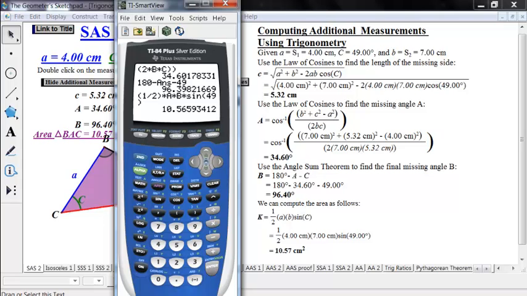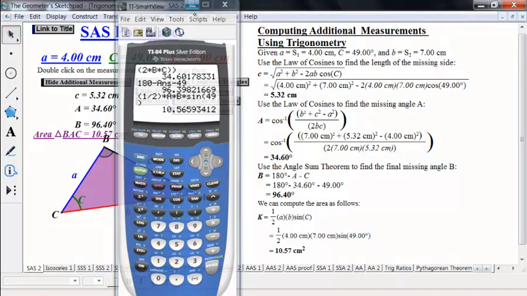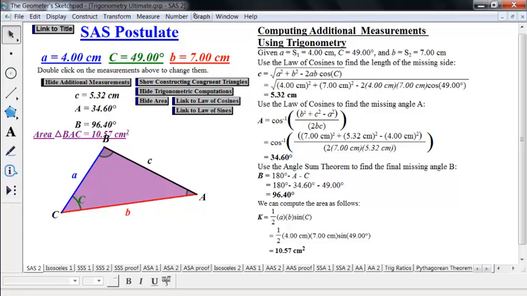So it's 10.56593412, and of course if these are whatever length unit we have for the sides, this will be square of that. So if the original was centimeters, like it says here in centimeters, then this would be square centimeters. And of course all the lengths of the sides are centimeters, the area is square centimeters, and the angles were all in degrees. Of course if this is 4 miles and 7 miles, then this side would be 5.32 miles, and it would be 10.57 square miles. But the units need to be consistent. If this is in centimeters and this is in meters, you need to convert them either both to centimeters or both to meters.